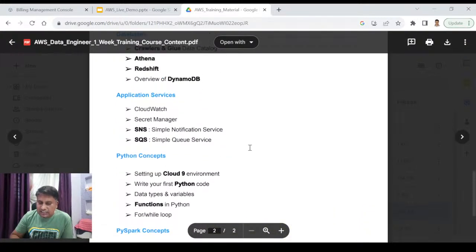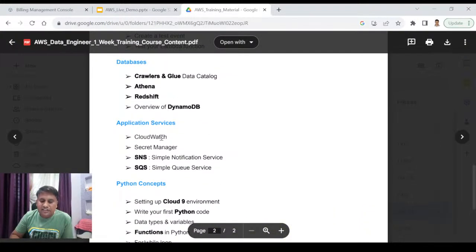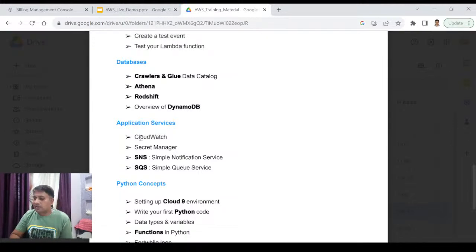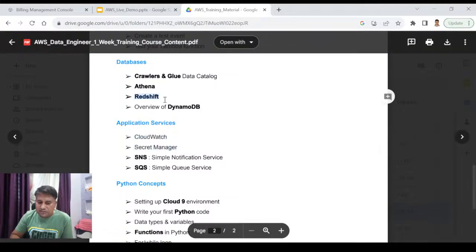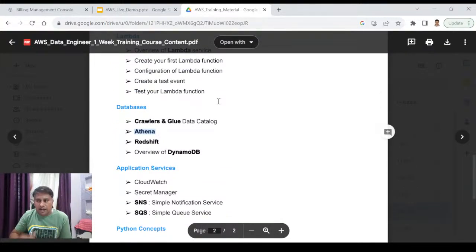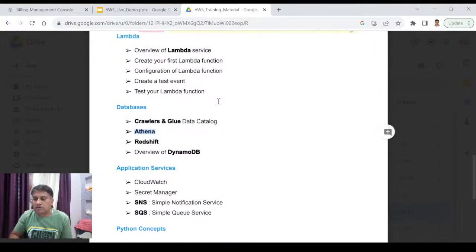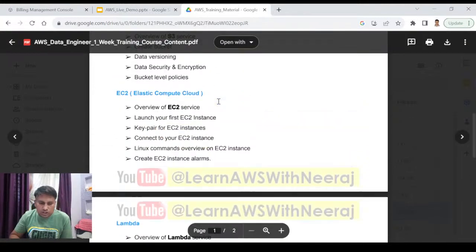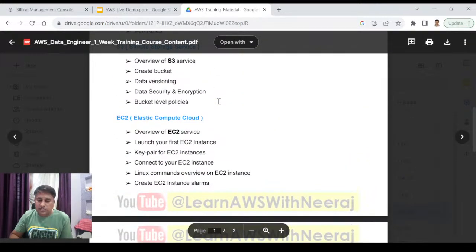Okay, so this is the detailed training program. These are different services available within AWS. These names are services. CloudWatch is a service. Secret Manager is a service. Redshift is a service. Athena is a service. We'll talk about them, and not only talking, I will be showing these things practically during our classes. So this is the detailed course content.